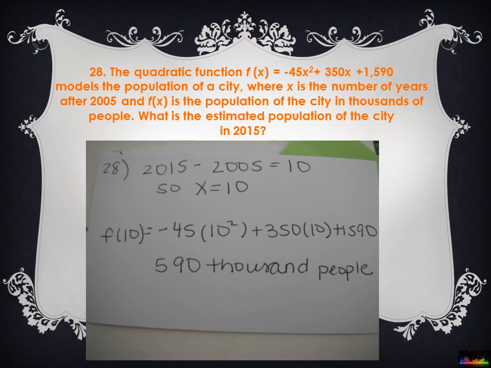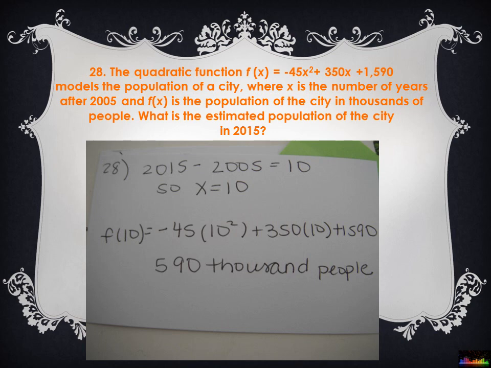This is a word problem that gives us a quadratic function. The best tip you can use is to go straight to the last sentence and figure out what the question is asking. It is asking us, what is the estimated population of the city in 2015? So now we know what we're looking for.